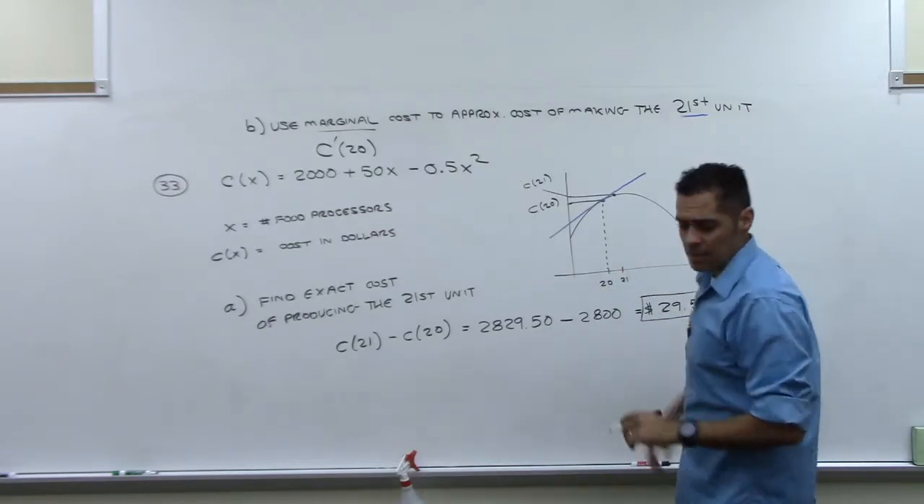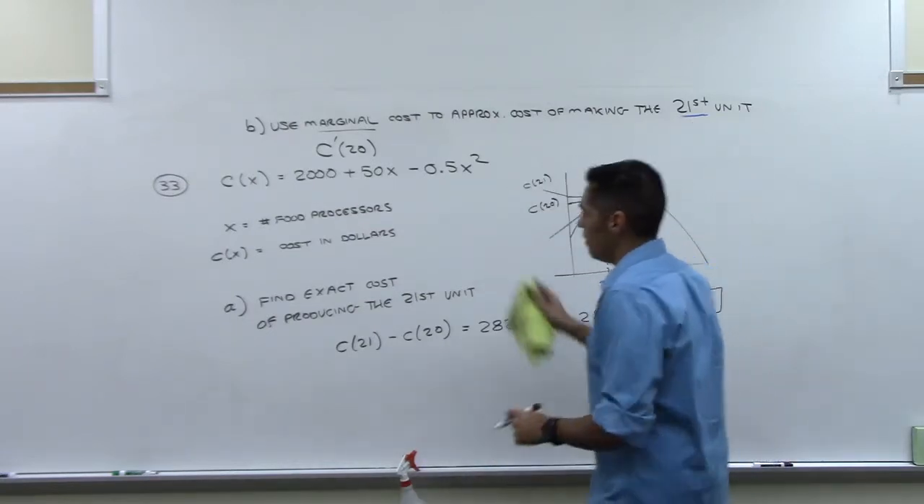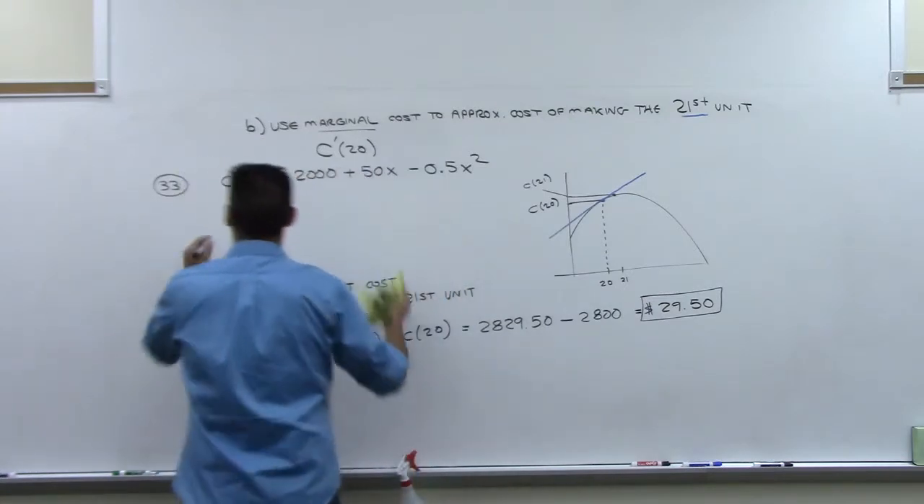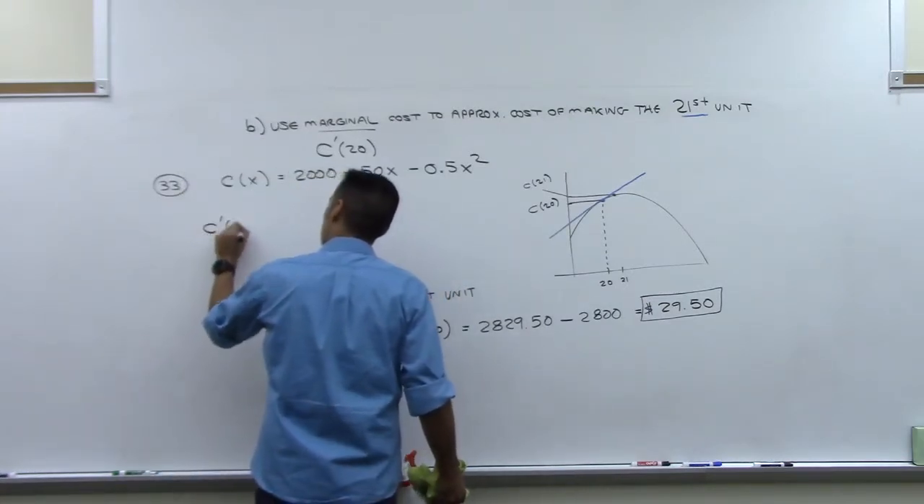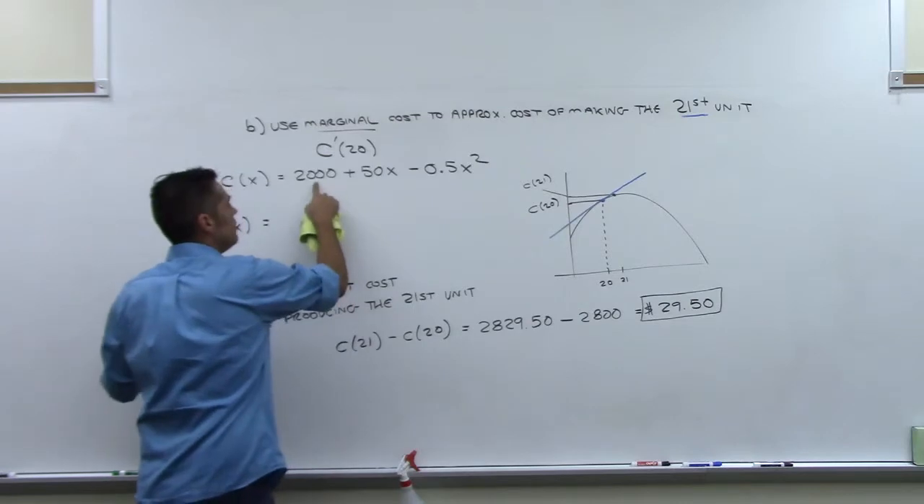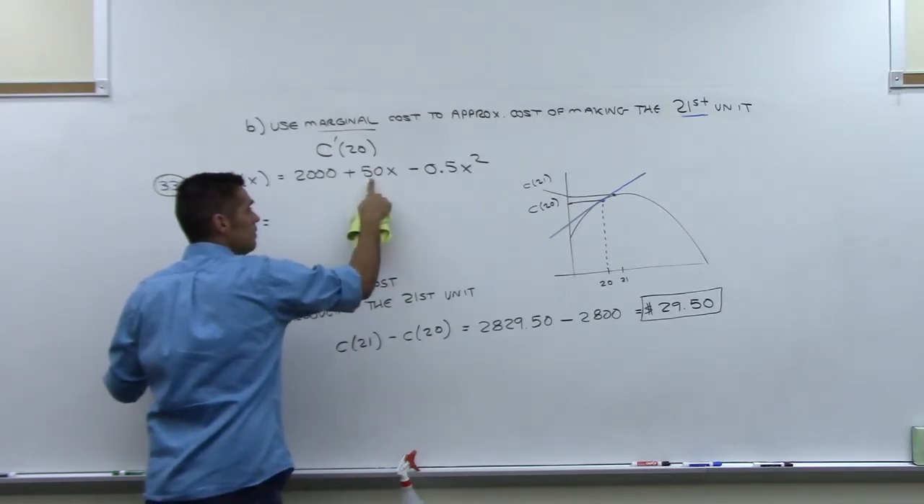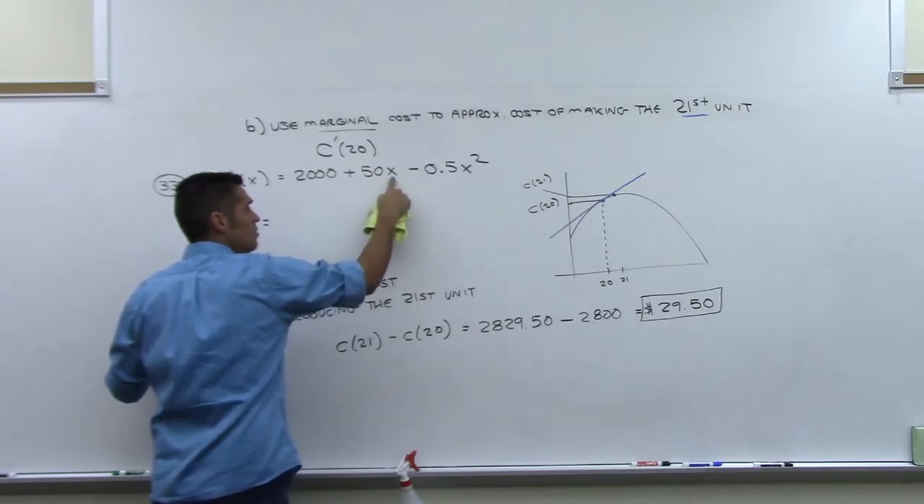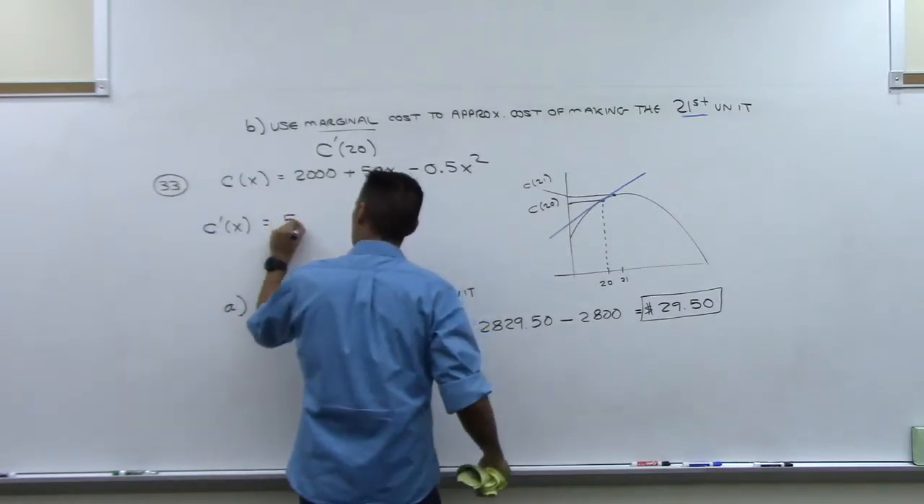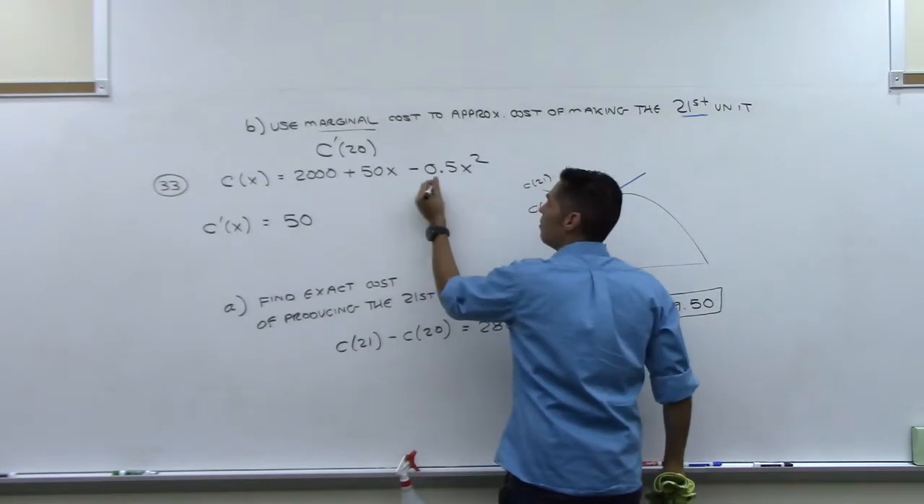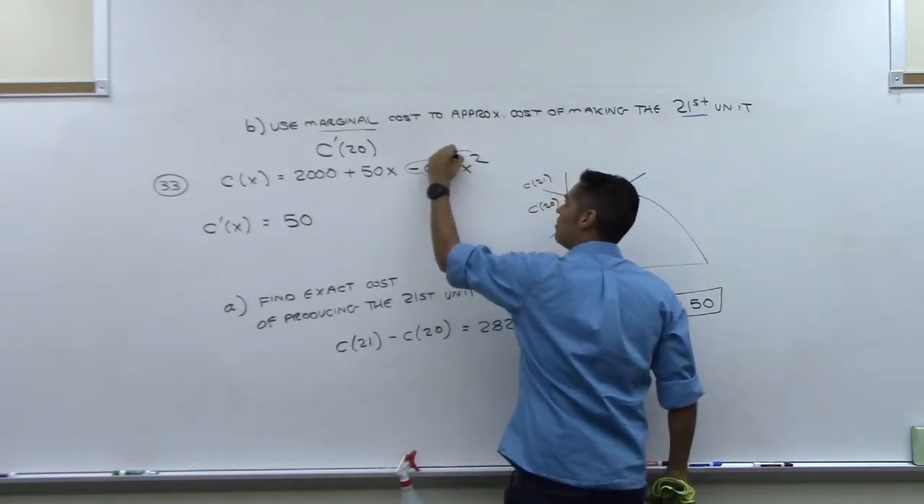So I need to take the derivative of this function first. So let me take the derivative of this. I'll do it right here, c prime of x. So the derivative of 2,000 is 0. The derivative of 50x, the 50 comes for the ride. The derivative of x is 1, so that should just give us 50. And then here, the negative 0.5 comes for the ride, and then the 2 comes down.